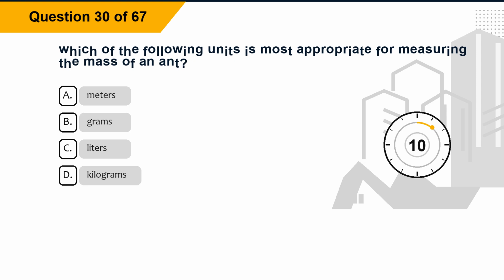Question 30. Which of the following units is most appropriate for measuring the mass of an ant? Option A, meters. Option B, grams. Option C, liters.